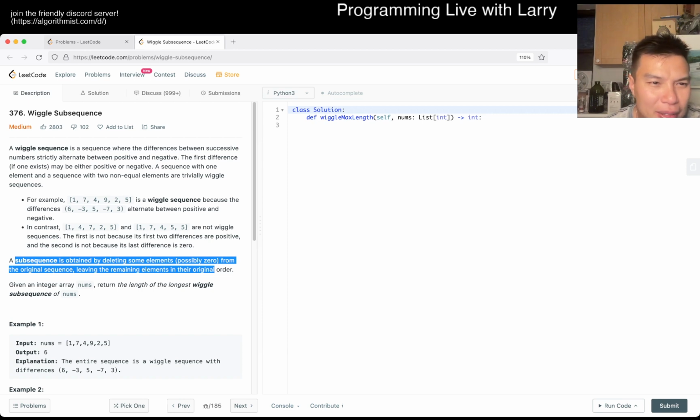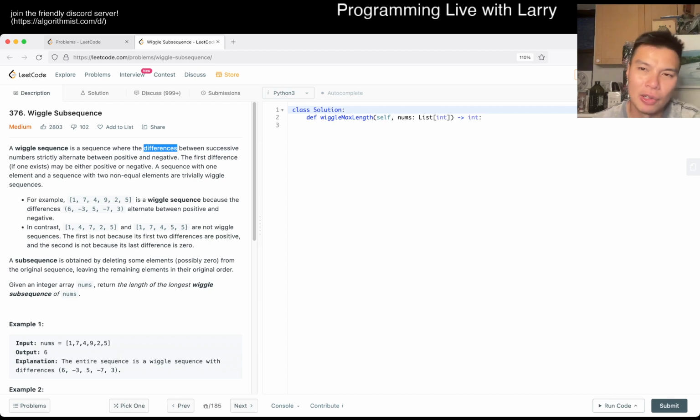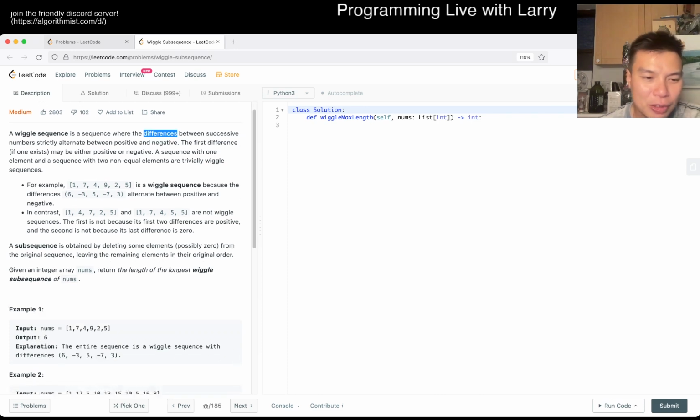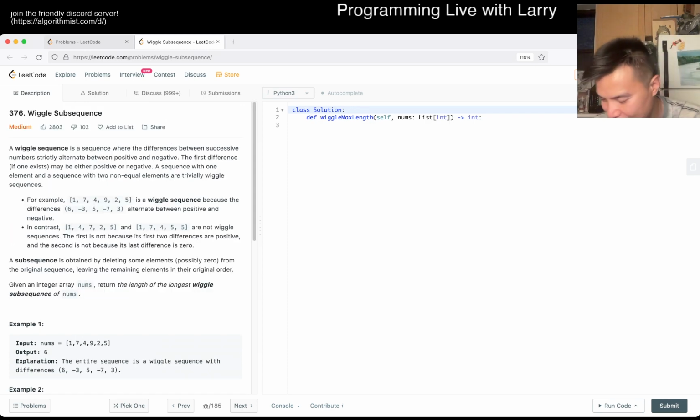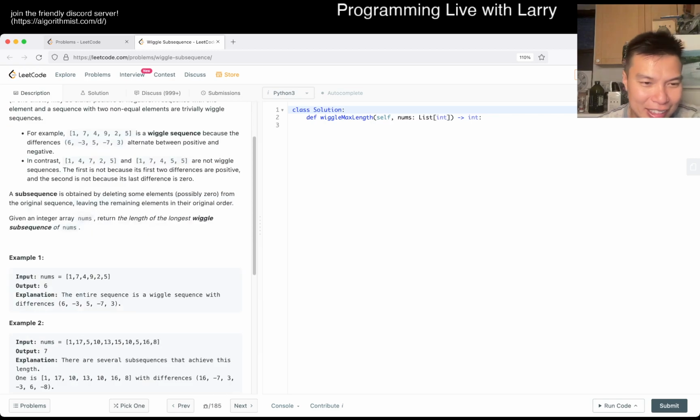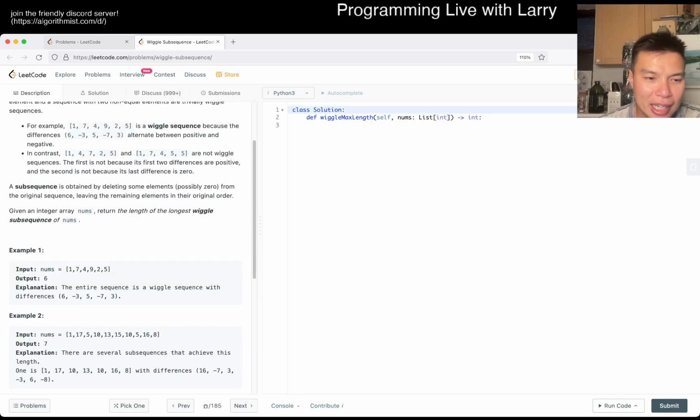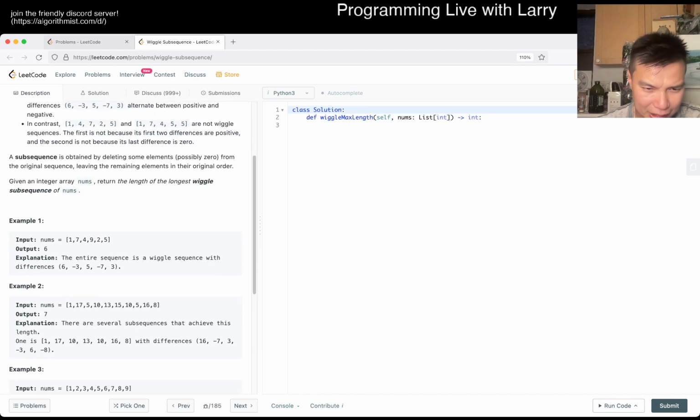Oh wait, did I miss something? The difference is negative, positive or negative. Okay, so the numbers do matter. My fault. I missed the delta part, so I misread it, but only for like 10 or 20 seconds. So it's okay. Basically, you're trying to go up and down and up and down and up and down, right?